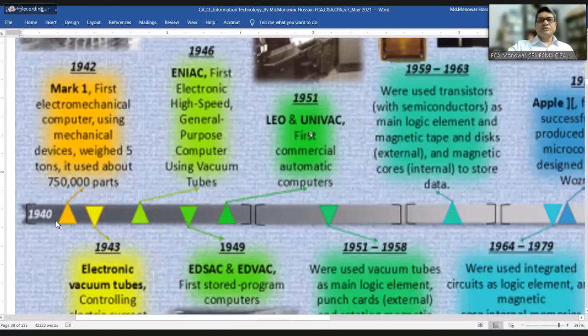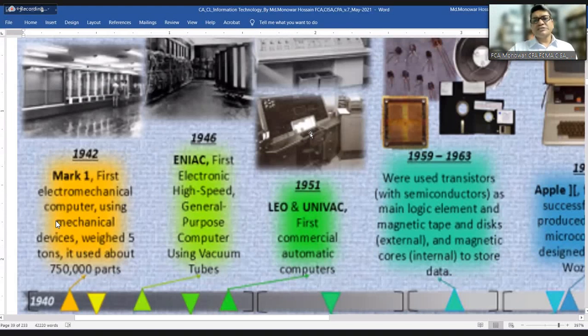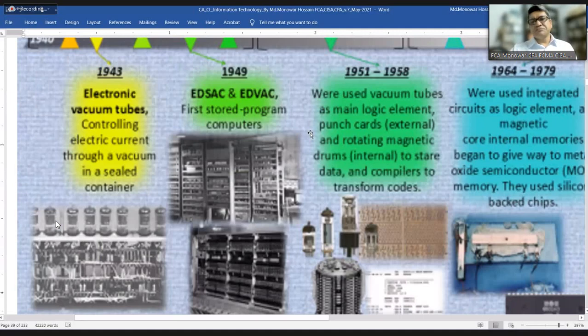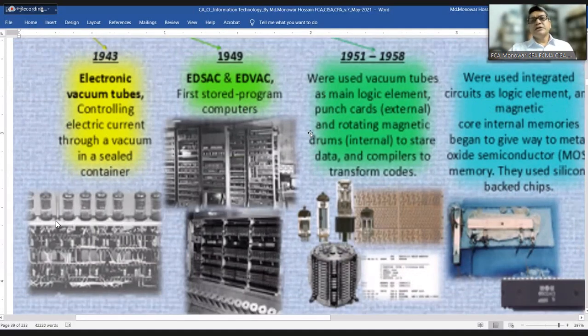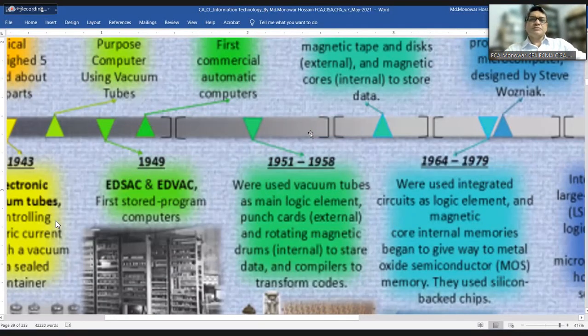And 1951 came UNIVAC and LEO, first commercial automatic computers. This is the picture. And from 1951 to 1958, they used vacuum tube as main logic element, punch card external, and rotating magnetic drum internally to store data, and compiled with the transform code. So this is the revolution of 1951 to 1958.